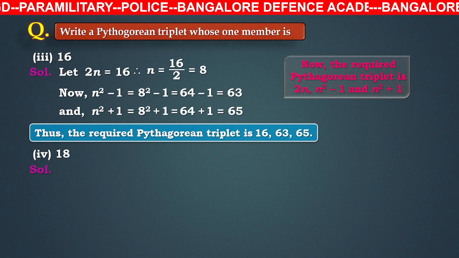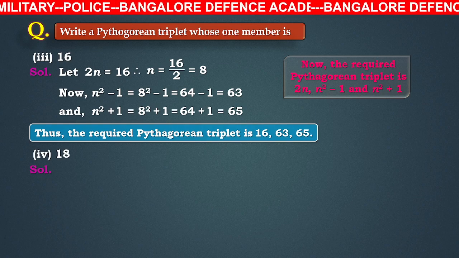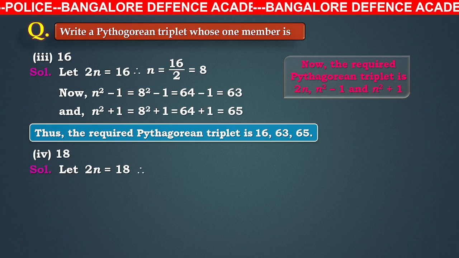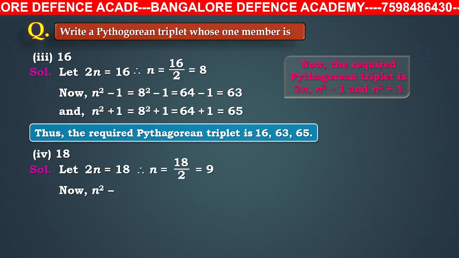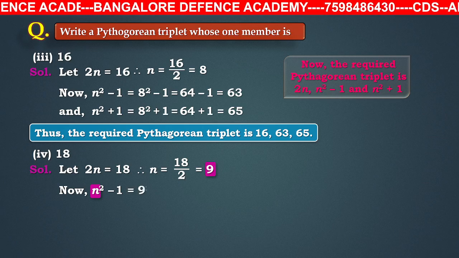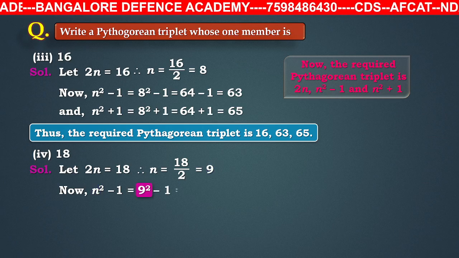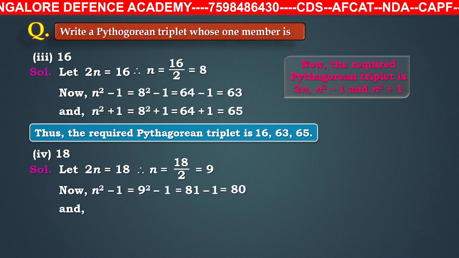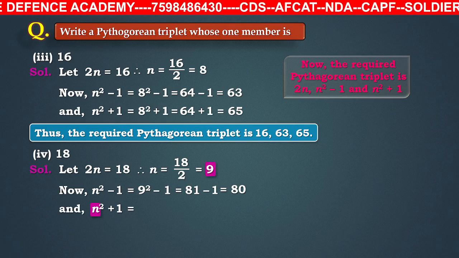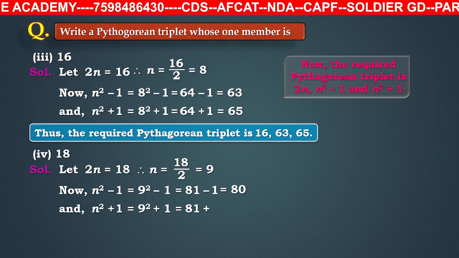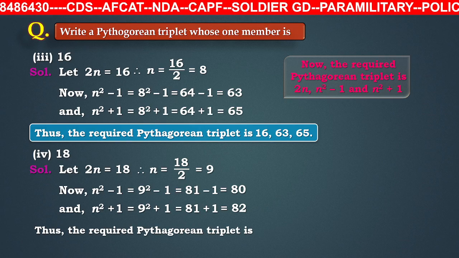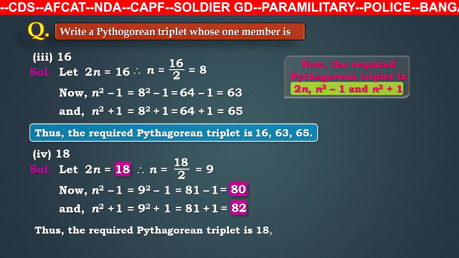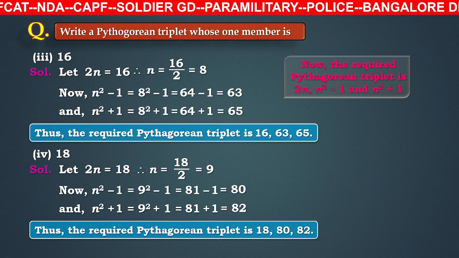Okay, in the same way you can find out the Pythagorean triplets of 18. So 2n is equal to 18, n is equal to 18 by 2, n is equal to 9. n square minus 1, that is 9 square minus 1, that is equal to 80, and then you get n square plus 1, that is 81 plus 1 gives me 82, and you have the Pythagorean triplets 18, 80 and 82. So this is how we are going to solve the Pythagorean triplet questions.